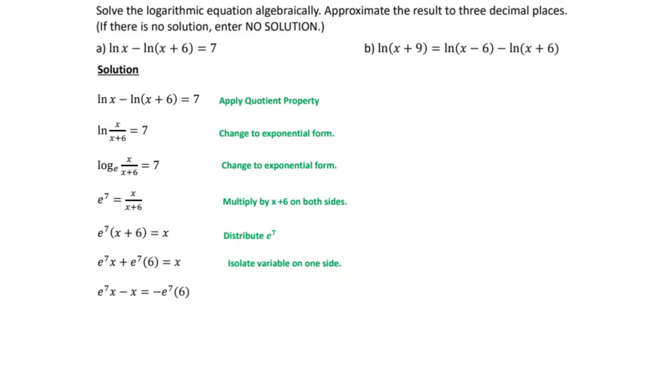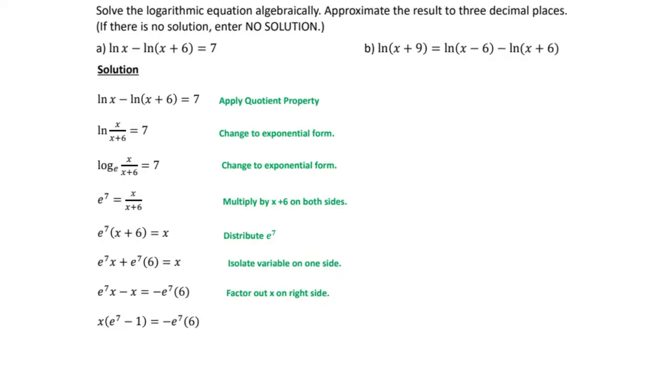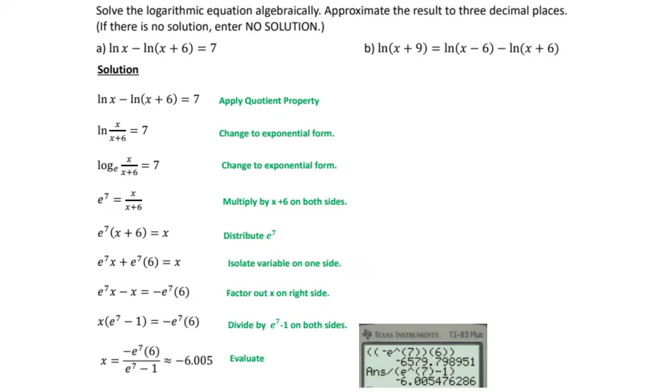So I'm going to factor out the x now that they're both on the left side. When I do that, I have x times e to the 7 minus 1 is equal to negative e to the 7 times 6. Solving for x, I just divide both sides by e to the 7 minus 1. Now I can easily plug it into my calculator and solve for x. I get negative 6.005.